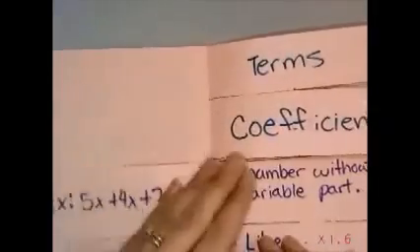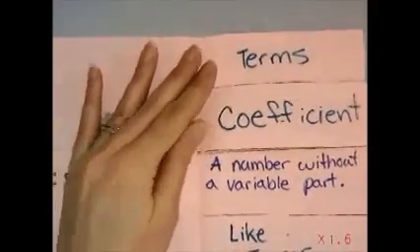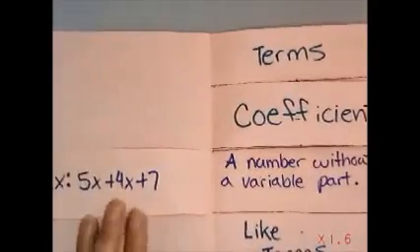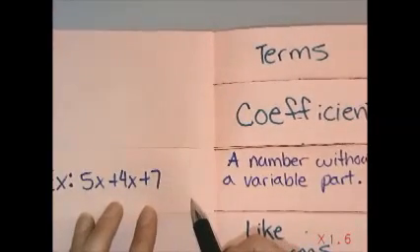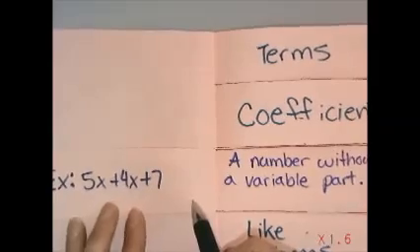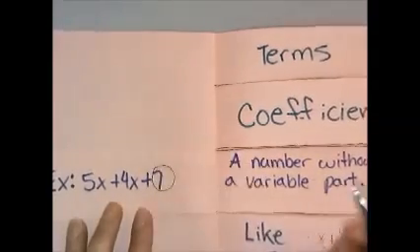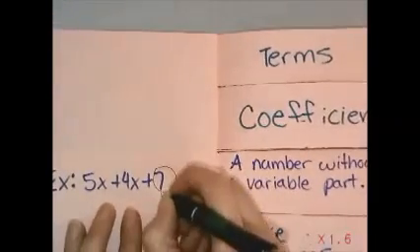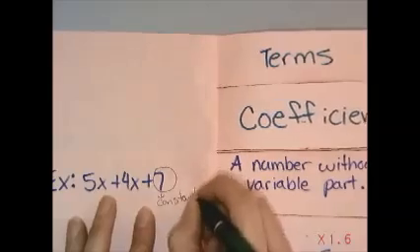Constant terms. A constant term is a number part without a variable part. So we have 5x plus 4x plus 7, and the number part without a variable, the only number we have without a variable is the 7. So this is a constant term.